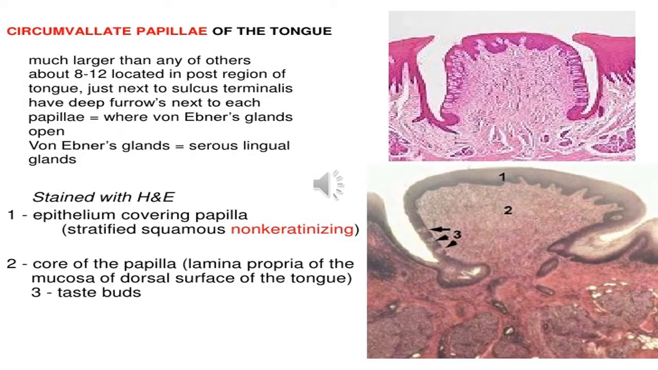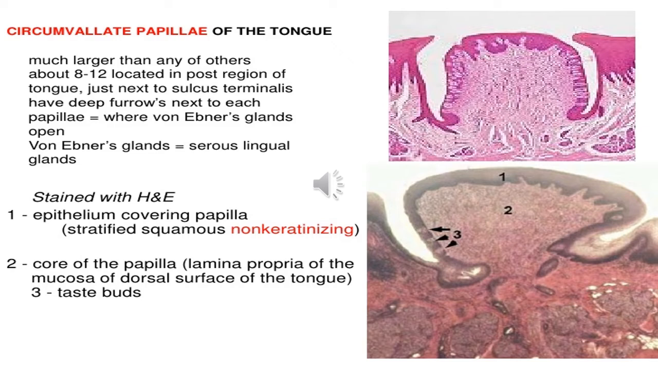Okay, coming over to the third variety, which is called the circumvallate papilla of the tongue. They are much larger than any of the other ones that we have discussed, and they are about 8 to 12.